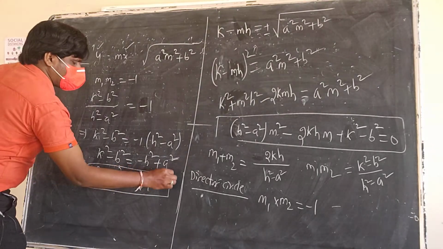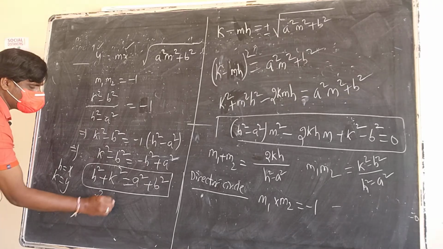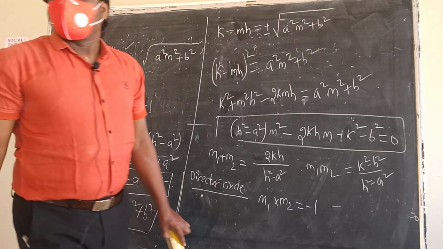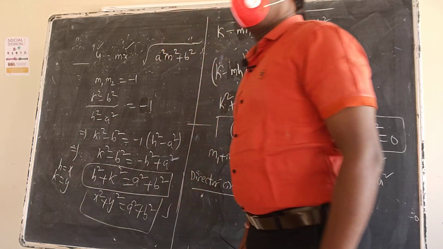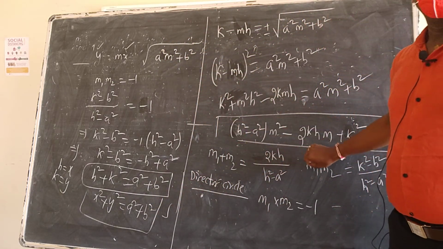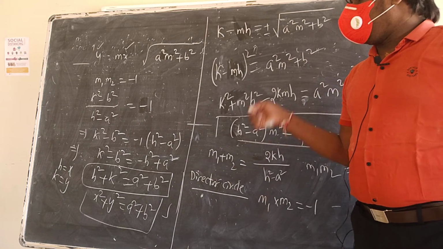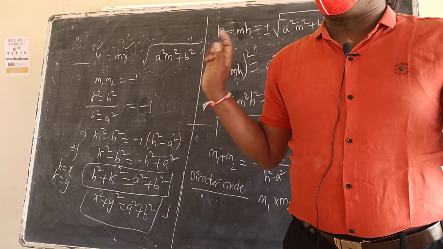So you know that whenever the locus is asked, h will be replaced with x, k will be replaced with y. So the director circle equation you got is x square plus y square is equal to a square plus b square. So the director circle of an ellipse is x square plus y square equal to a square plus b square. This is the proof for the director circle, using the pair of tangents condition, sum of the roots, product of the roots, and director circle condition. Okay, this concept is clear.